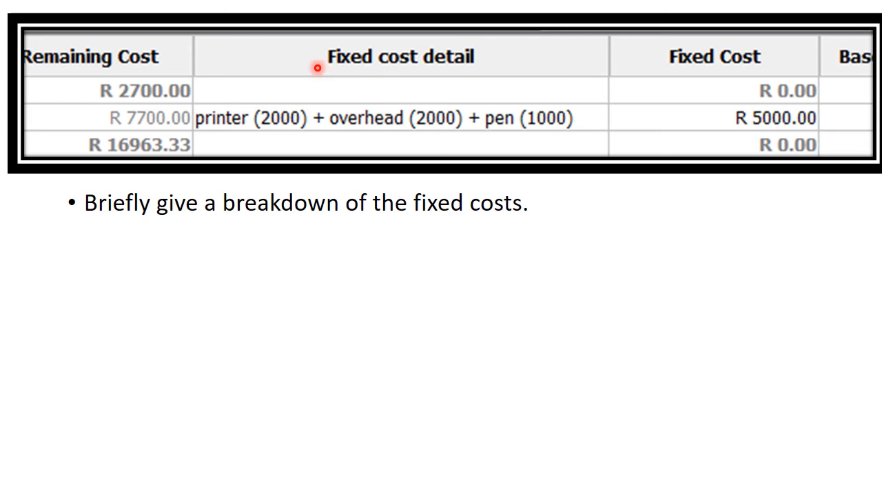And here's your fixed cost detail column. In this column, which is directly in front of the fixed cost column, you simply give a short, brief breakdown of what the fixed costs consist of. For example, in this case, I made an example of a print of 2,000 plus the overhead of 2,000 plus a pen of 2,000, which gives you the fixed cost of 5,000.